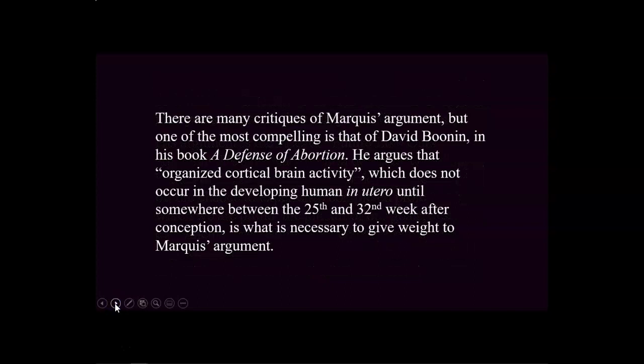There are many critiques of Marquis' argument, but one of the most compelling is that of David Boonin in his book A Defense of Abortion. He brings in Judith Jarvis Thompson, by the way. I'm leaving out that part, but you already have heard about Judith Jarvis Thompson. He argues that organized cortical brain activity, which does not occur in the developing human in utero until somewhere between the 25th, right around viability, and the 32nd week after conception, is what is necessary to give weight to Marquis' argument. So he's saying that Marquis' argument really doesn't pertain until we reach about the stage of viability, which is in the 3rd trimester.